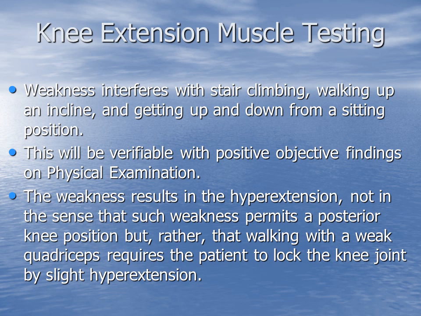And weakness results in hyperextension of the knee, not in the sense that such weakness permits posterior knee position, but rather that walking with a weak quadriceps requires that the patient lock the knee joint with slight hyperextension. So weak knee extension contributes to a gait disturbance. And you may determine that the gait disturbance qualifies for greater impairment than does the knee extension. And that's the latitude that you have as the examining doctor.